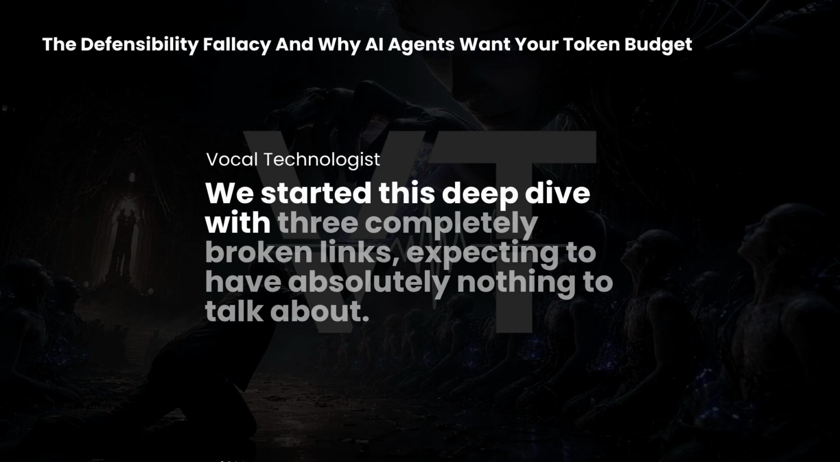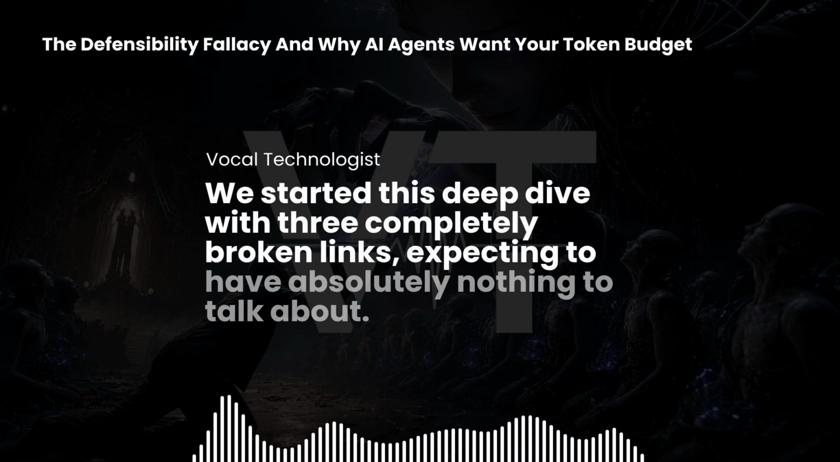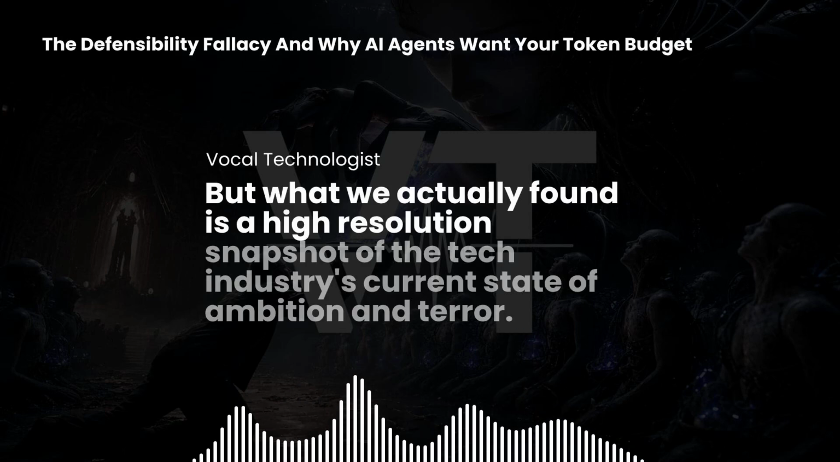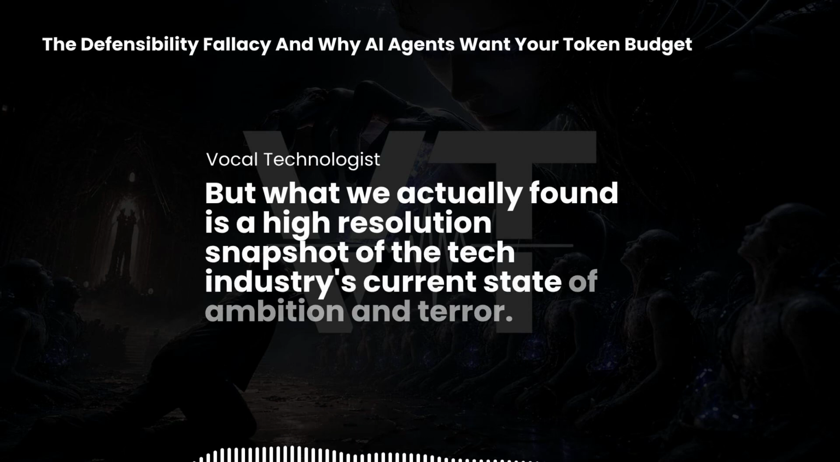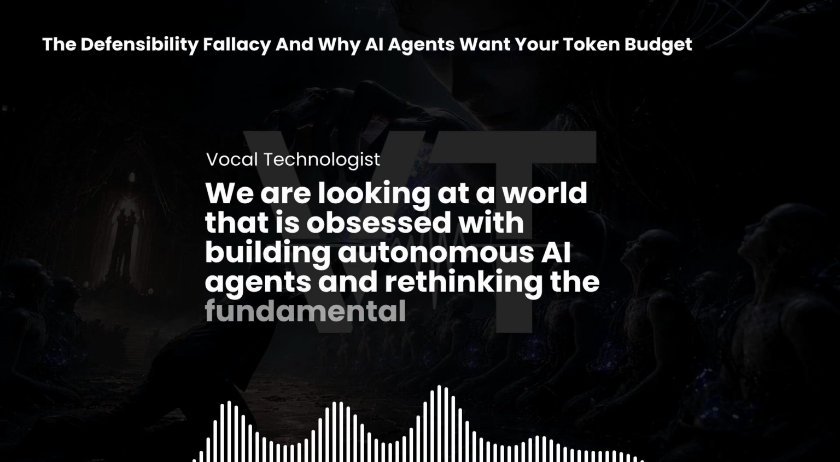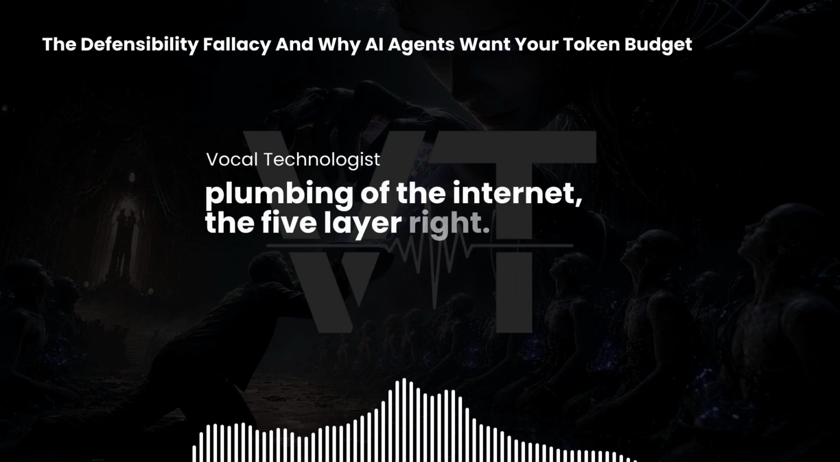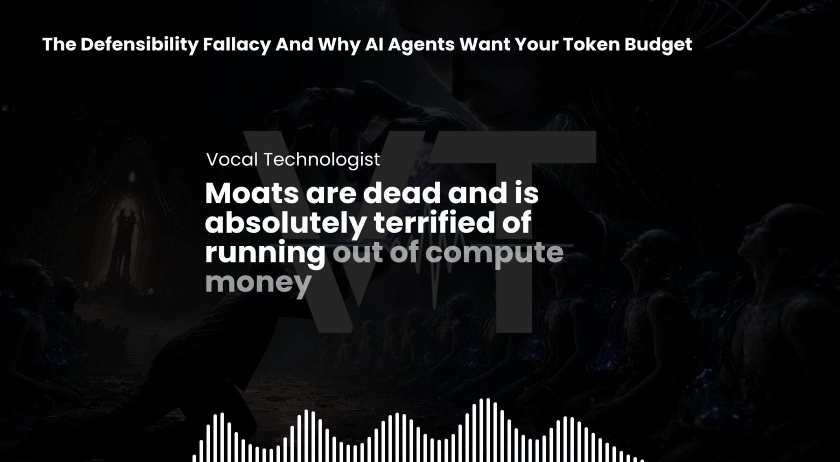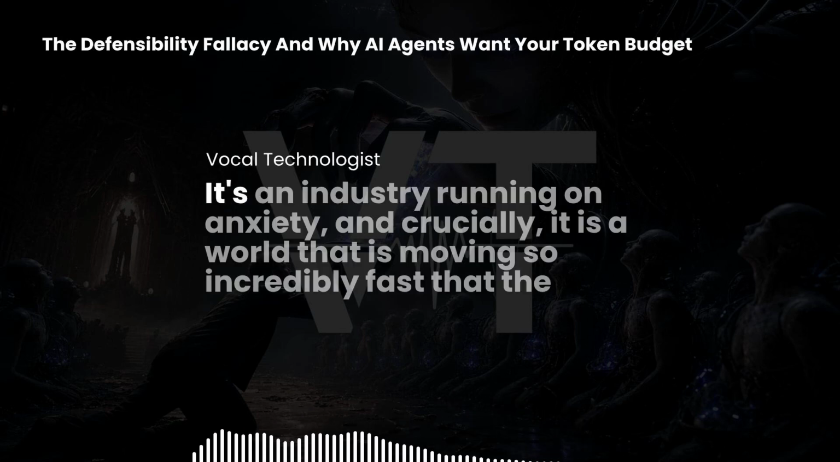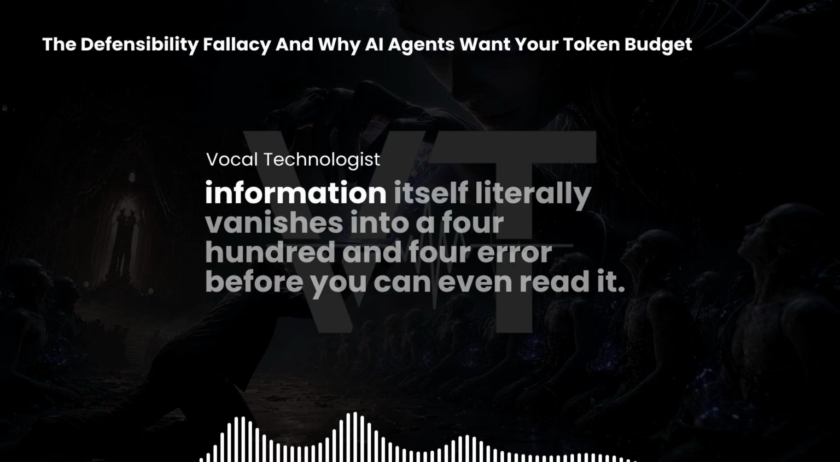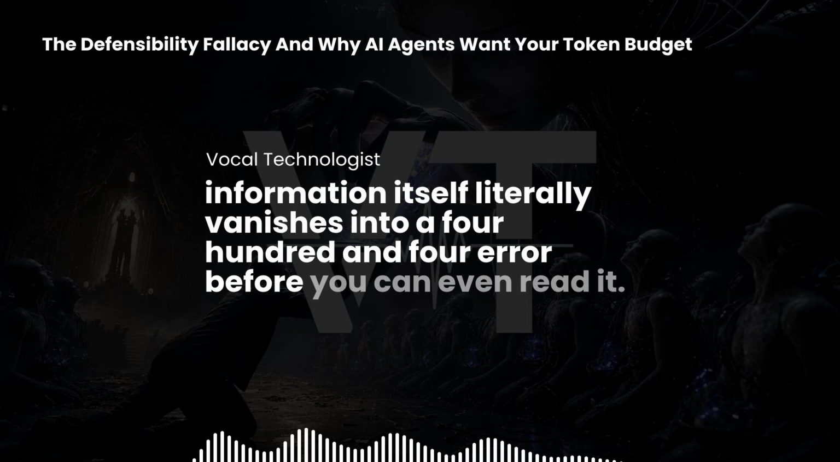We started this deep dive with 3 completely broken links, expecting to have absolutely nothing to talk about. Nothing but blank pages. But what we actually found is a high-resolution snapshot of the tech industry's current state of ambition and terror. We are looking at a world that is obsessed with building autonomous AI agents and rethinking the fundamental plumbing of the internet. The 0.5 layer. Right. It is a world that realizes its old business moats are dead and is absolutely terrified of running out of compute money and getting crushed by legal compliance. It's an industry running on anxiety. And crucially, it is a world that is moving so incredibly fast that the information itself literally vanishes into a 404 error before you can even read it.